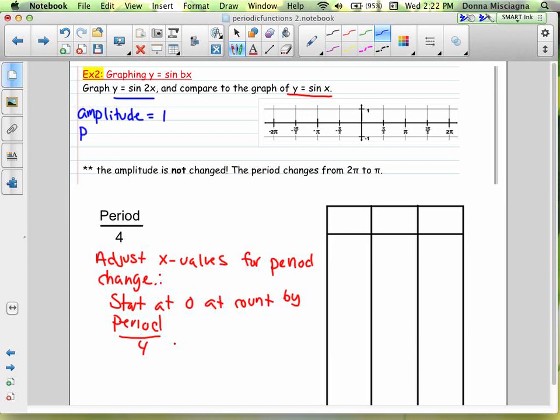The period for the graph of sine or cosine is found by taking 2 pi and dividing it by b. B is the coefficient there in front of x, so b is 2. That means the period is 2 pi divided by 2, or pi. Right, so we have the new period, we have our amplitude. There is no phase shift or vertical shift because nothing is added to x and nothing is added to the whole function.